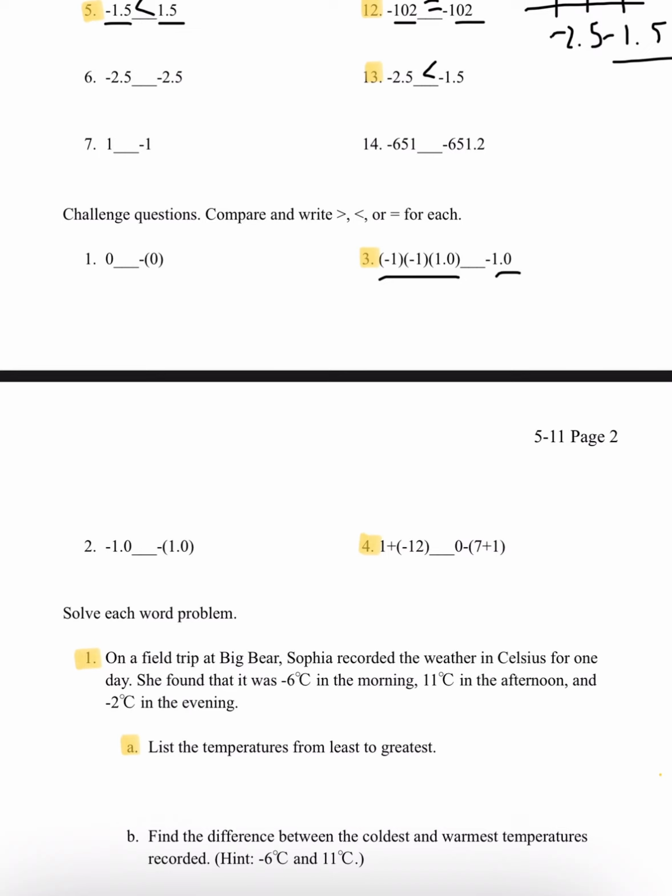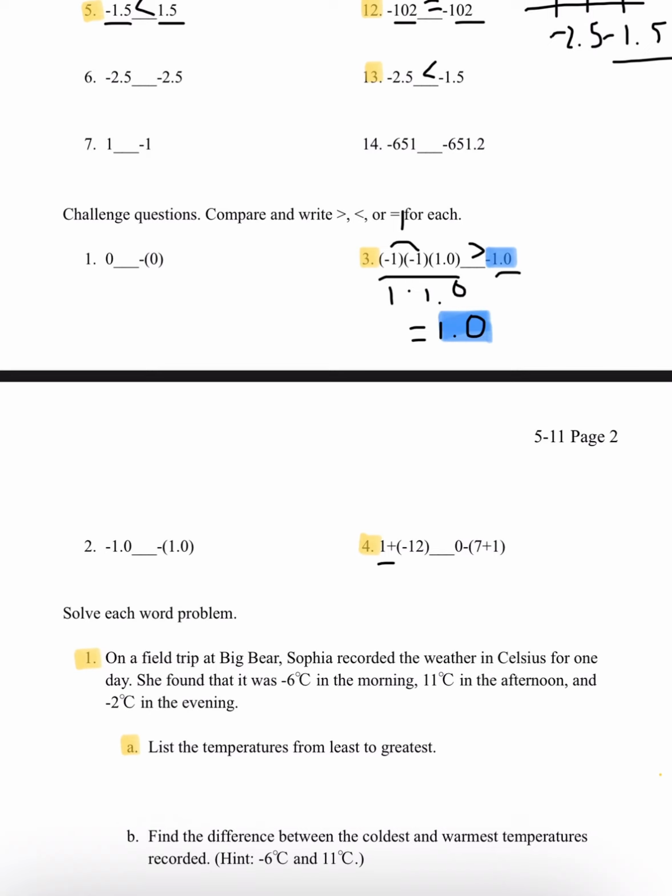So let's first multiply these. Negative 1 times negative 1 is a positive 1, since a negative times a negative is always a positive. So that means it's 1 times 1.0, which equals 1.0, a positive. And we see here that we have a negative 1.0, while on this side we have a positive 1.0. And like I said earlier, a positive number is always greater than a negative number. So that means 1.0 is greater than negative 1.0.